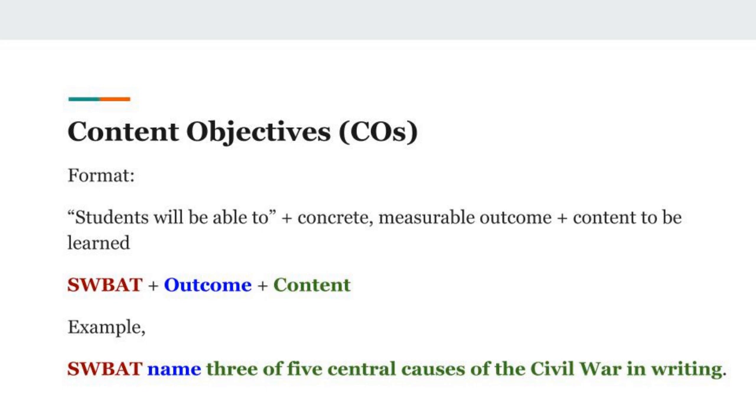So based on this objective, the teacher knows what they need to center the teaching and learning experiences on, and then the student also will be evaluated on their knowledge of naming 3 of 5 central causes of the Civil War in writing.